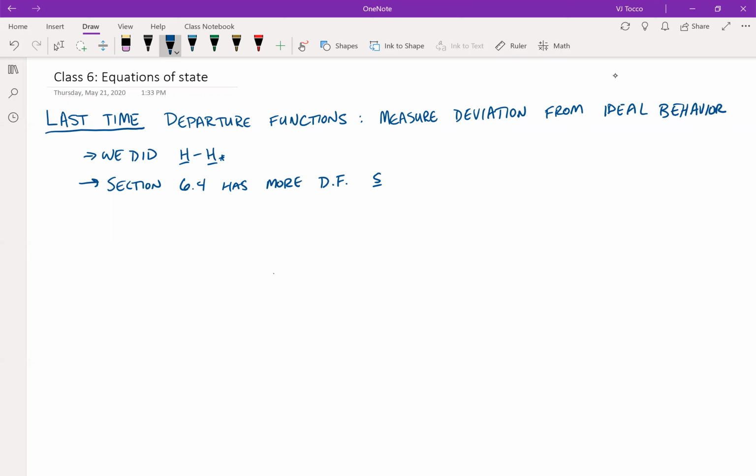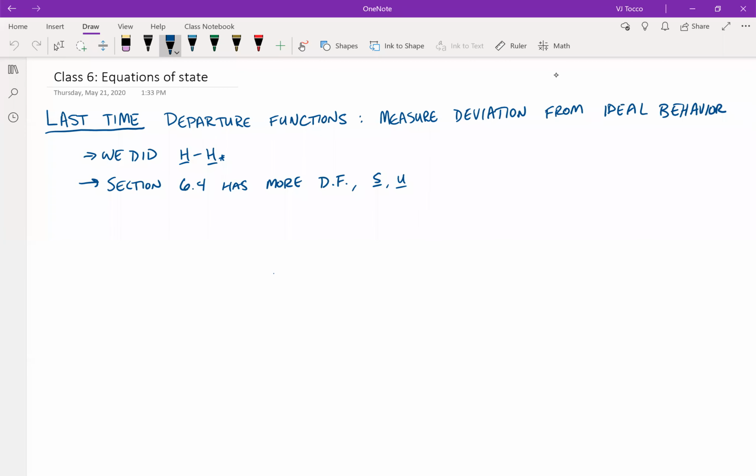I think internal energy is in there as well. And they also show you for various equations of state too. So we only did the departure function for enthalpy for van der Waals, but you can also do it for Peng-Robinson, for Soave-Redlich-Kwong, any other equation of state. Next week's homework, I think I'll probably have you derive what the departure function for entropy will be, and then again, section 6.4 will have some useful help for you there.